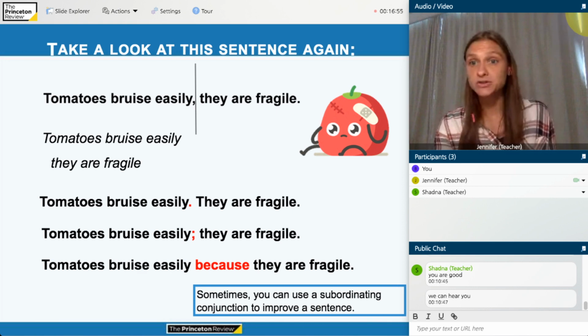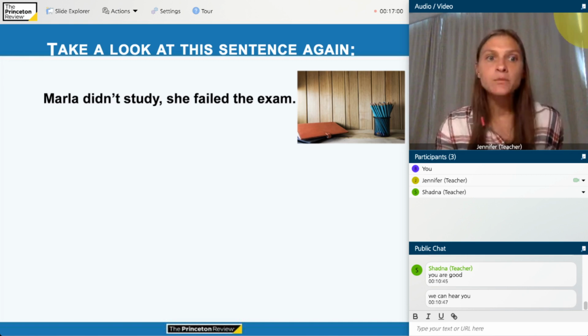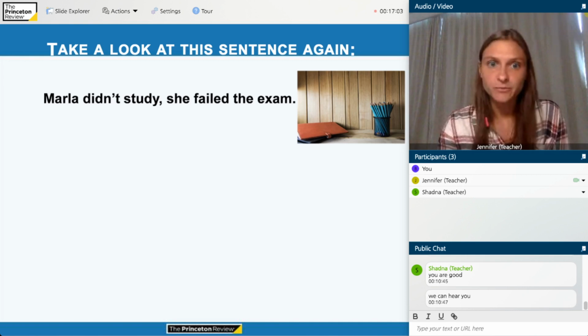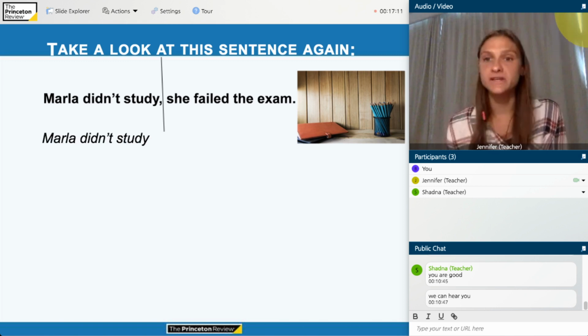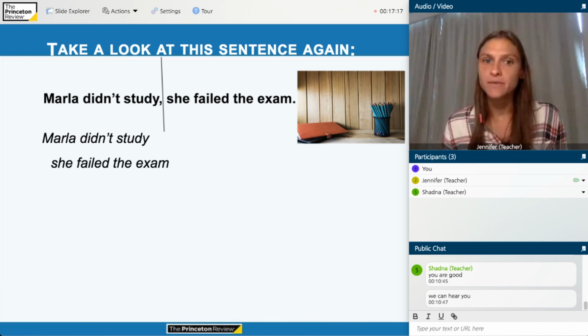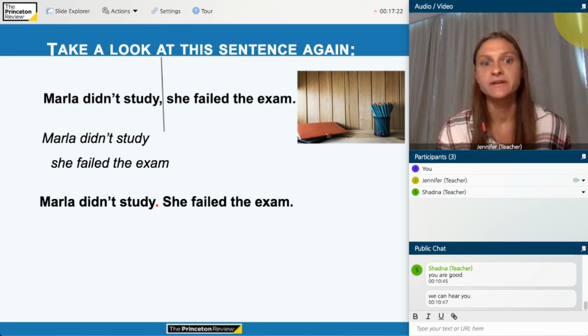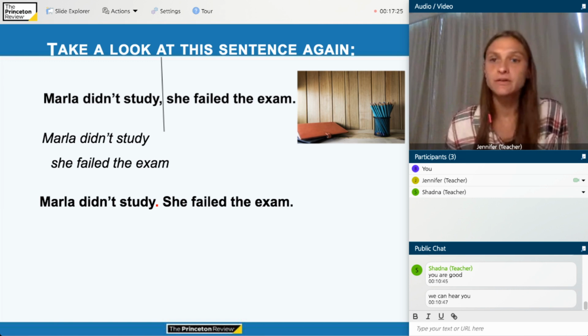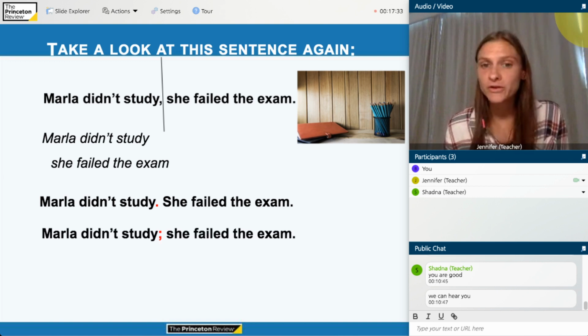So let's go back to the other sentence that we saw with poor Marla who didn't study, and we could do the same thing. You already know that this is a comma splice, but we could draw that vertical line and break down each part of the sentence. We could say, Marla didn't study. That's complete. And she failed the exam. That's also complete. So just like in the previous sentence, we can put a period and change the letter to an uppercase one with the word she here. Or we can use a semicolon.